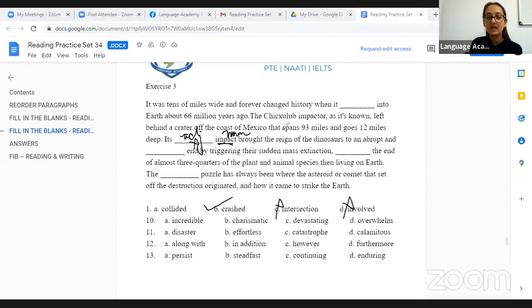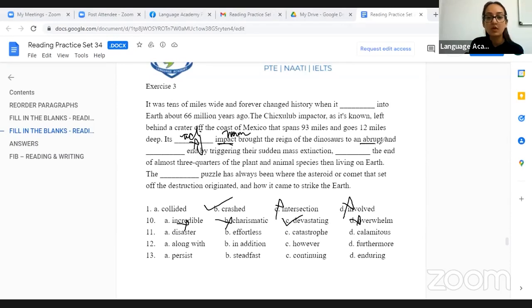This is a negative scenario going on. When we look at the options, incredible is a positive word, charismatic is a positive word, overwhelmed is a positive word. The only negative word that we had was devastating. And this answer is being selected on the basis of positive and negative word. That's it. So its devastating impact brought the reign of the dinosaurs to an abrupt and dash end.